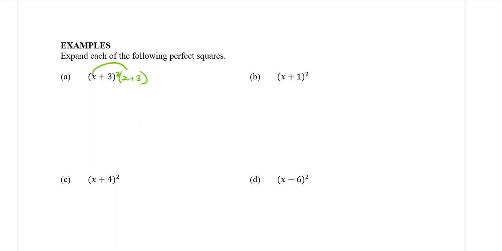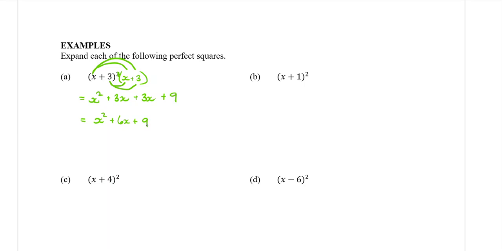So I do x times x is x squared. Then I do x times 3 is a positive 3x. Then 3 times x is 3x again. And then 3 times 3 makes 9. Okay, so the middle two terms will always be the same in these questions. That's how the shortcut works, relying on those two middle ones being the same. So 3x plus 3x makes 6x. We'll have x squared plus 6x plus 9.